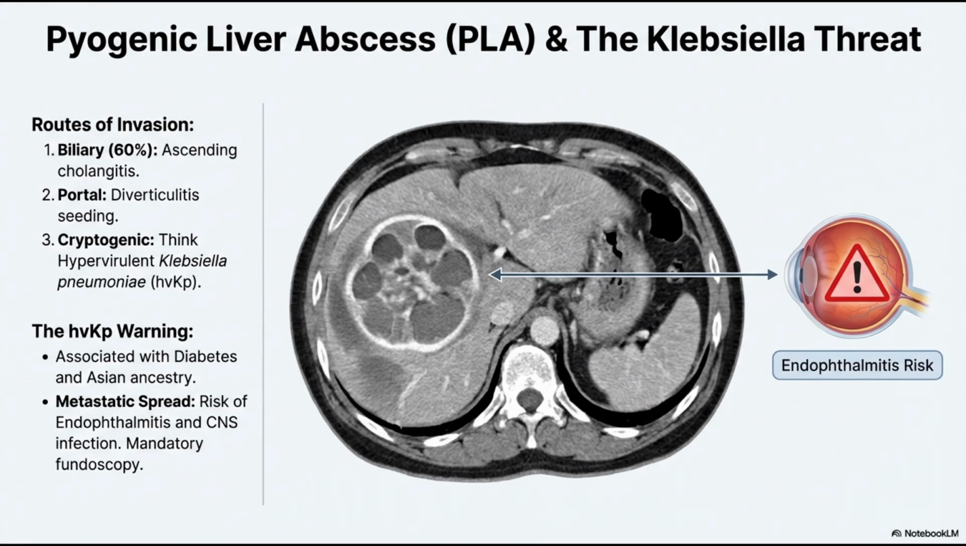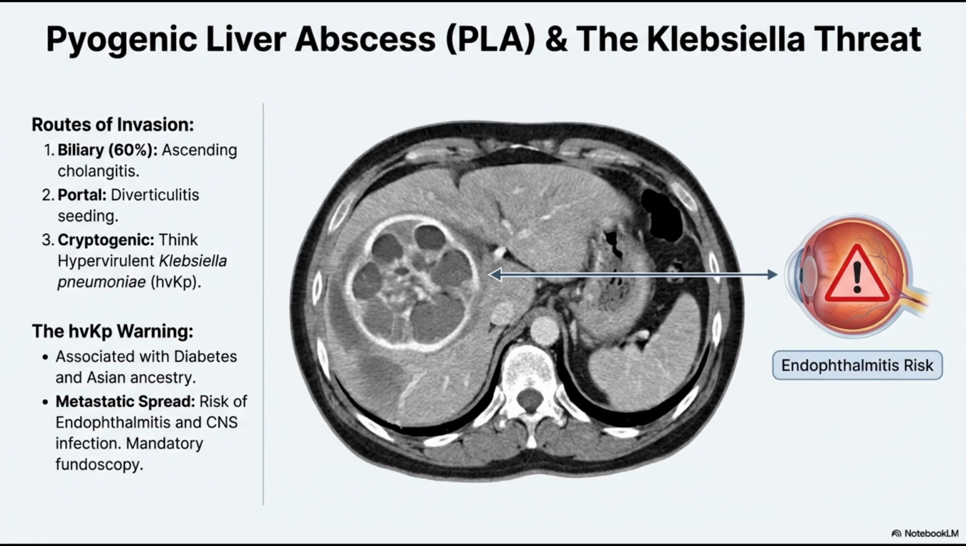Right. Number 1, and the most common, is biliary. This is 40 to 50% of cases. A stone blocks the duct, you get cholangitis, and the bacteria invade the liver parenchyma. And these are often multiple abscesses. Yes, very often multiple, and they often communicate with the biliary tree itself.